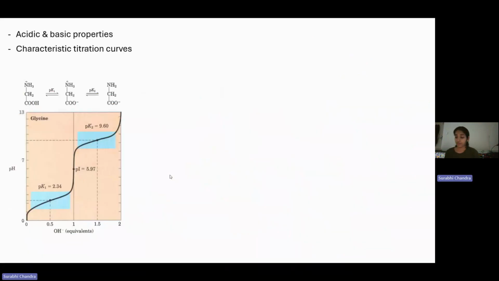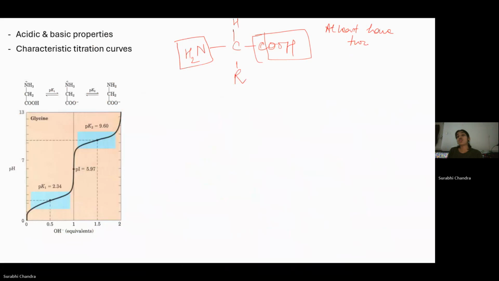Now, let's look at the acidic and basic properties. This is the general formula for amino acids. There are two ionizable groups: one is the carboxyl group and one is the amine group, the NH2 group and the COOH group. Every amino acid will have at least two pKa values.